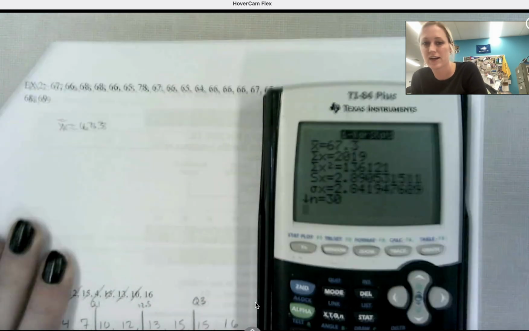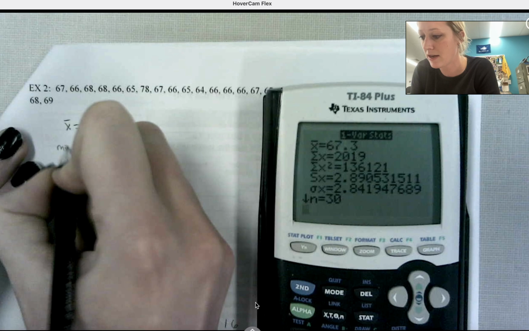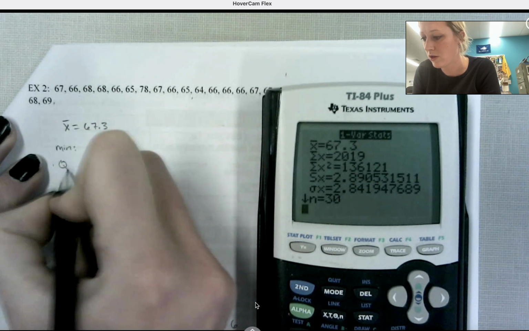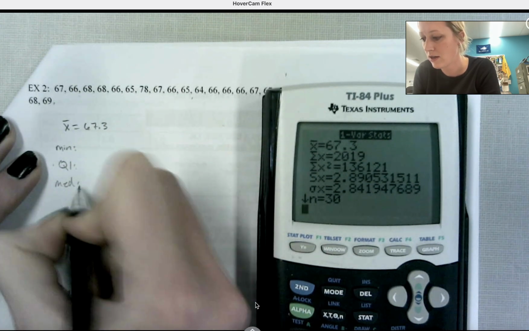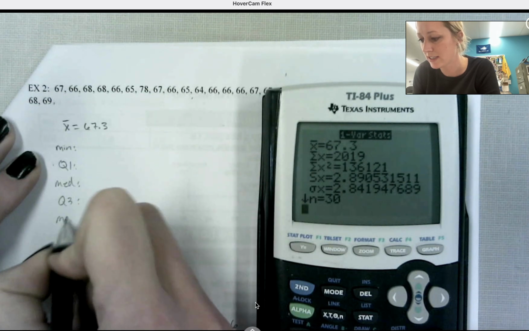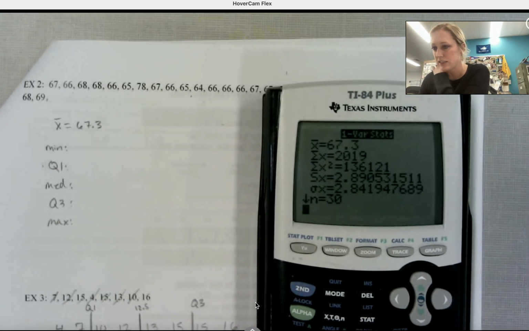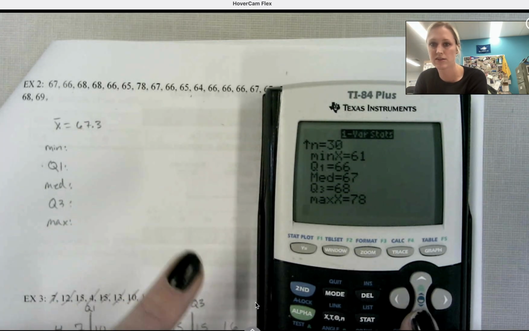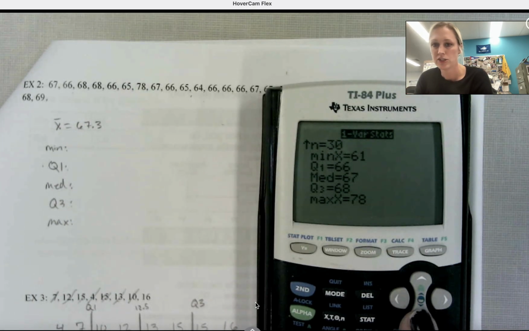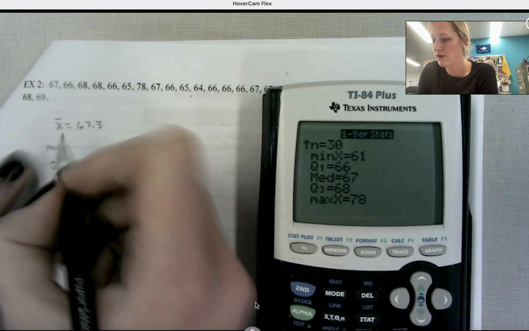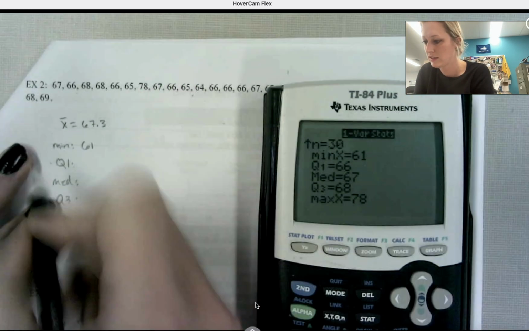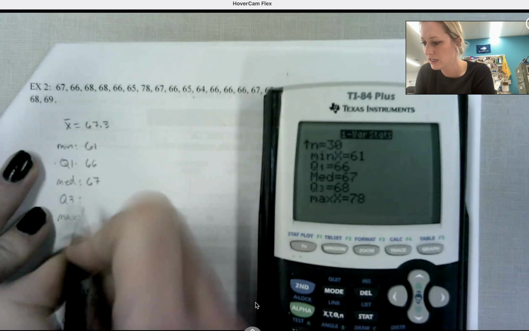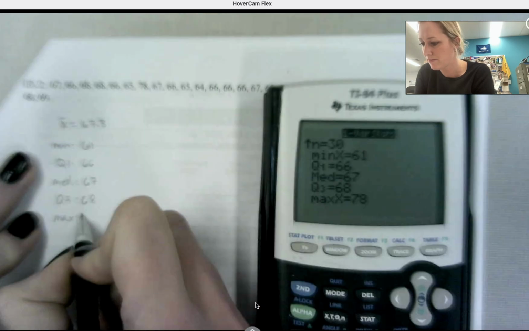Okay, all right, so we want to find our 5-number summary, right? So we need the min, put them in order here, Q1, the median, Q3, and the max. Okay, so I'm just going to scroll through this list and I'll find those other things. Okay, so right under n equals 30, n equals 30 means that there's 30 numbers. That's telling me how many I entered. So there's the min. So min is 61, Q1 66, median 67, Q3 68, max 78.